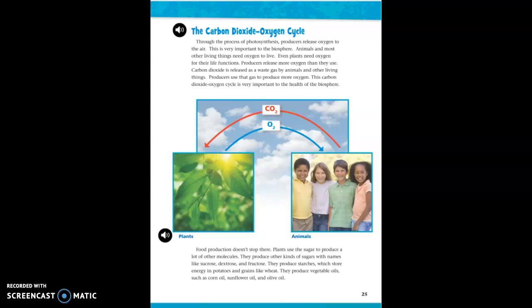Carbon dioxide is released as a waste gas by animals and other living things. Producers use that gas to produce more oxygen. This carbon dioxide-oxygen cycle is very important to the health of the biosphere.